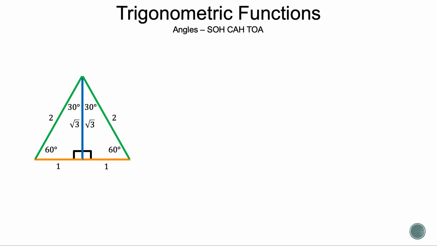Let's use the 30-degree angle as theta. So let's bring back the stars of the show. So we have sine of 30 degrees, cosine of 30 degrees, and tangent of 30 degrees.